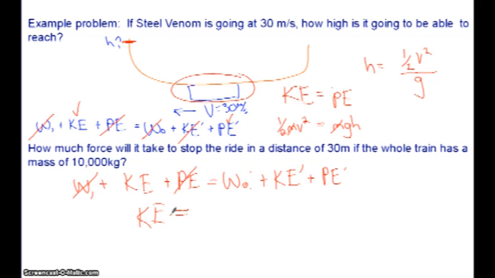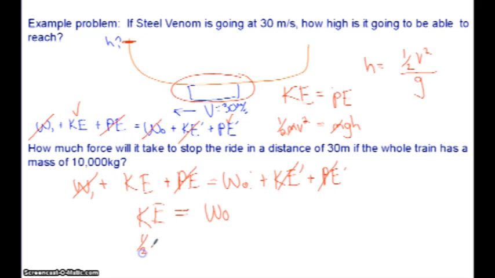Are we taking work out? Yes, because we're using a force to stop the train, so we're putting some work out. When we're stopped, it won't have kinetic energy, and it won't have potential energy either because it's sitting there at the bottom. So we're left with kinetic energy equals work out.